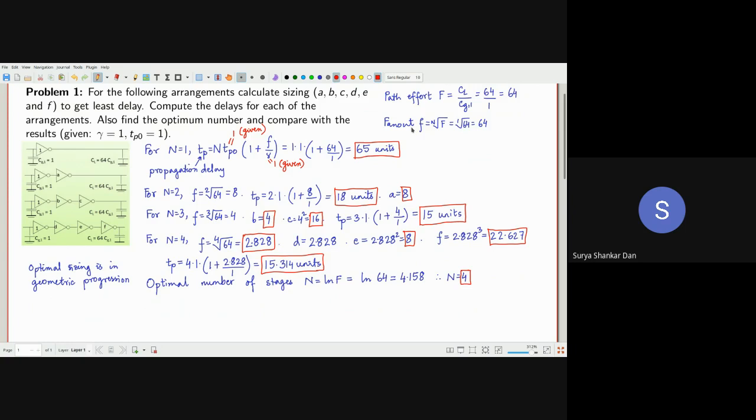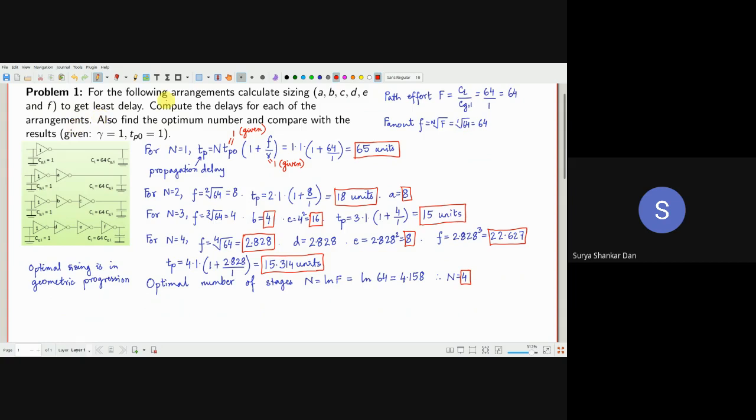How did you get that? Simply CL by CG1. At the very beginning of this solution, we have shown it, right? So ln 64 is 4.158. Since it is 4.158, approximately n is equal to 4. All right. So what are we exactly optimizing here? There are two things which we are optimizing here.